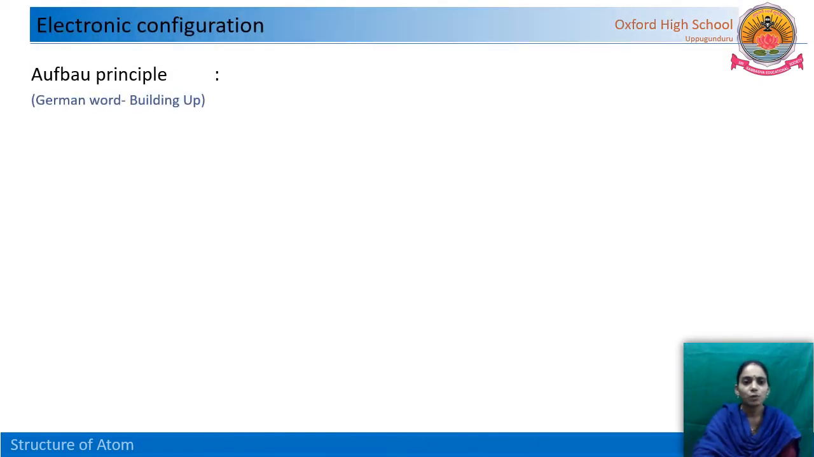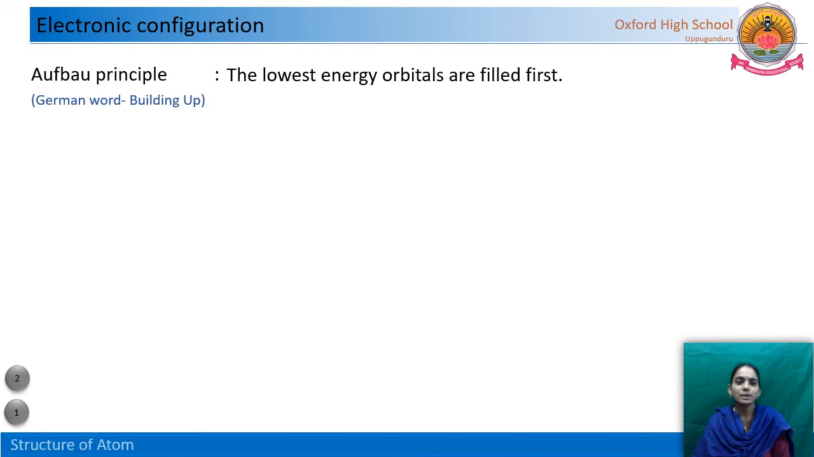The first principle is the Aufbau principle. The word Aufbau is a German word, and the meaning is building up. The Aufbau principle tells us how to fill the electrons in the orbitals. First, the lowest energy orbitals have to be filled. So the Aufbau principle insists that we have to fill the least energy orbitals first, followed by the highest energy orbitals.